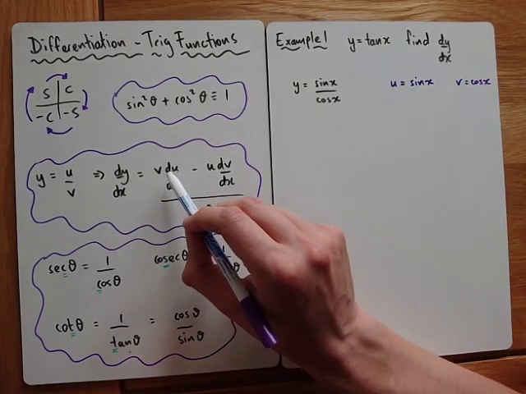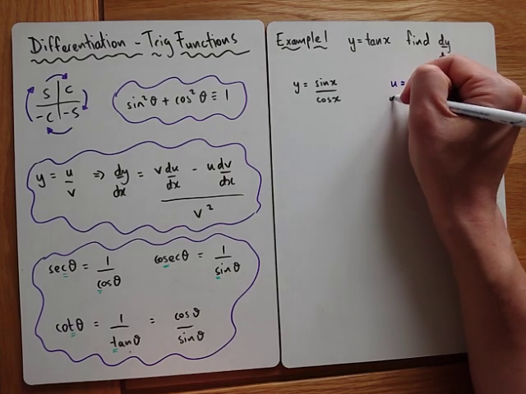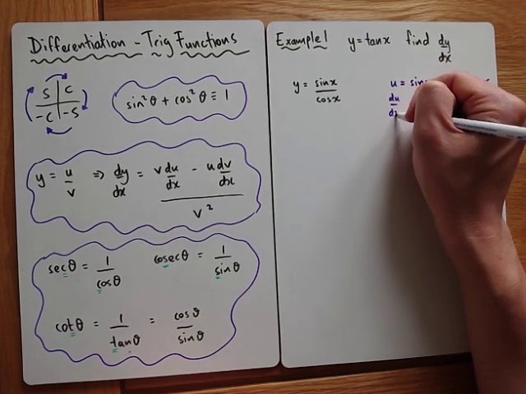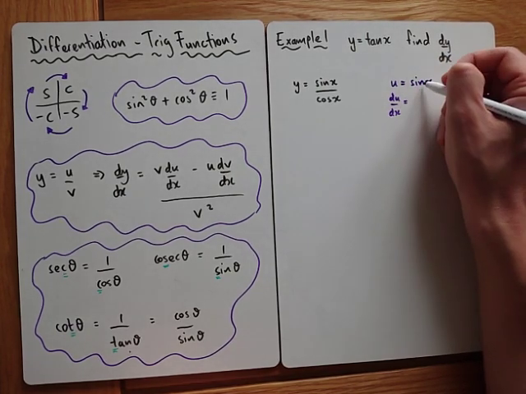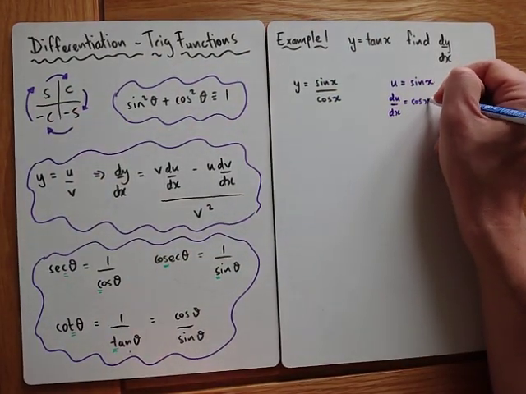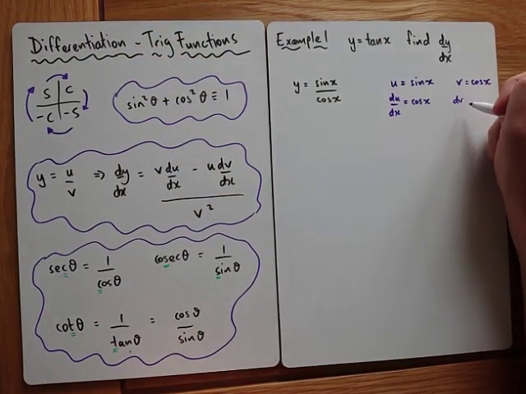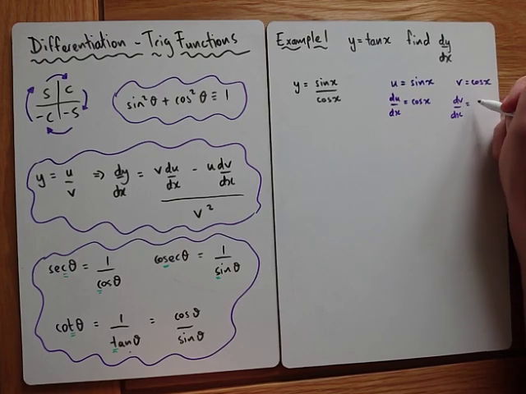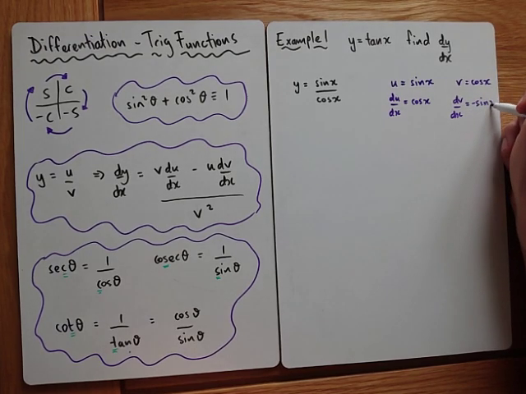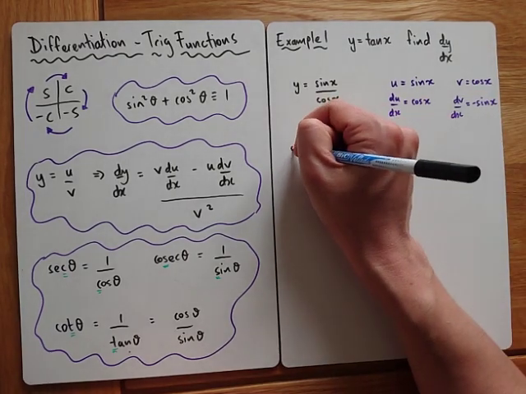And then if we want to use the quotient rule, it'd be v times du minus u times dv. So we have to differentiate these separately. The derivative of sine, we go clockwise, we get cos. Derivative of cos, we get minus sine. Okay, so now we can sub this information in.